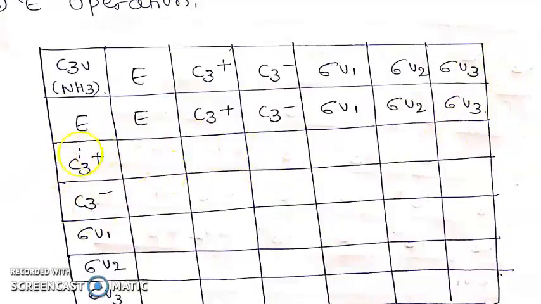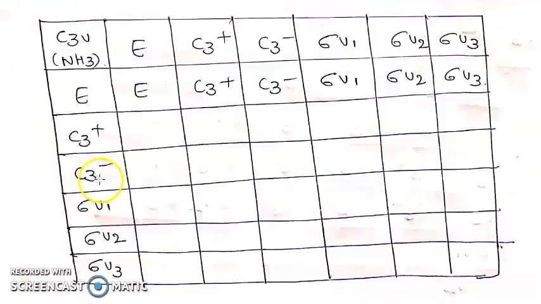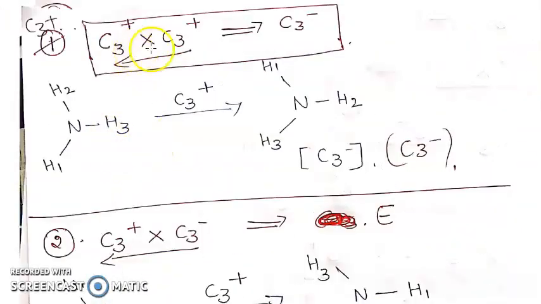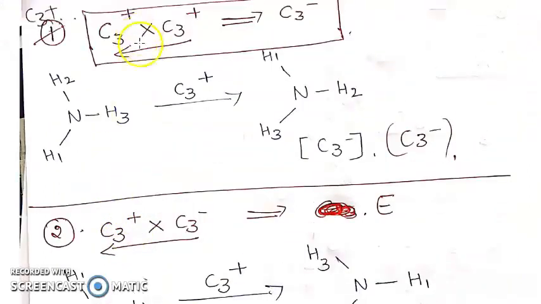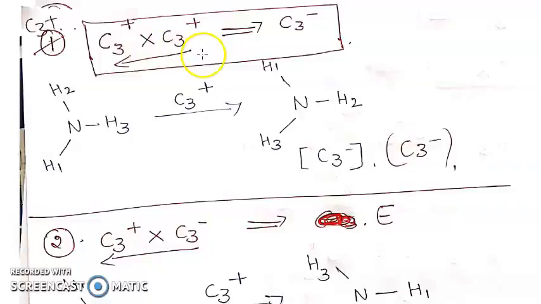Next, the second one is C3 plus. C3 plus into E means we will get the same C3 plus only. C3 plus into doing nothing is equal to C3 plus. Next, the second one is C3 plus into C3 plus.